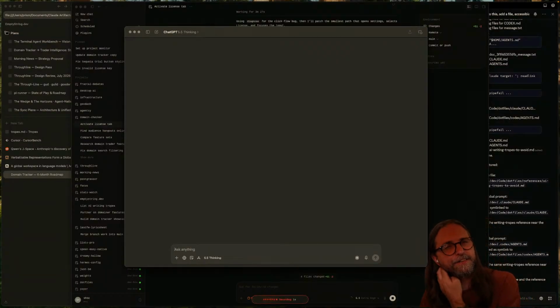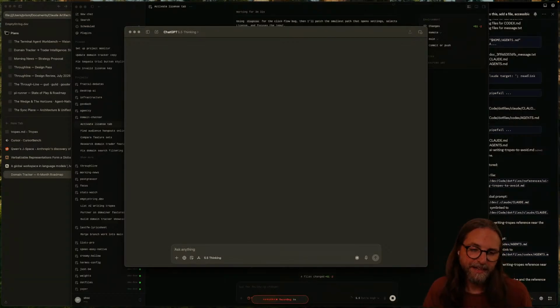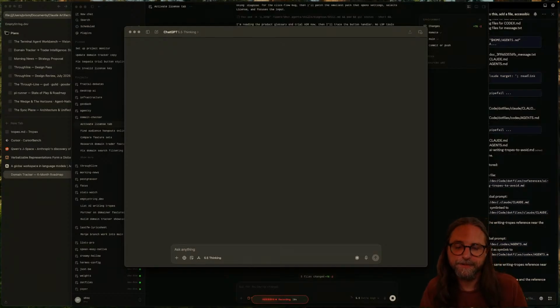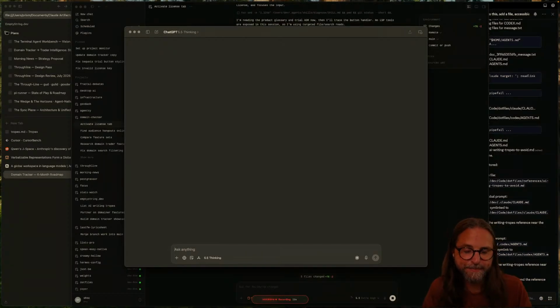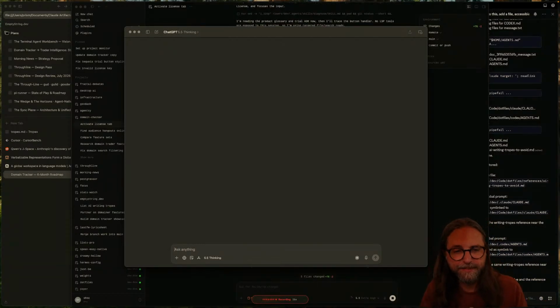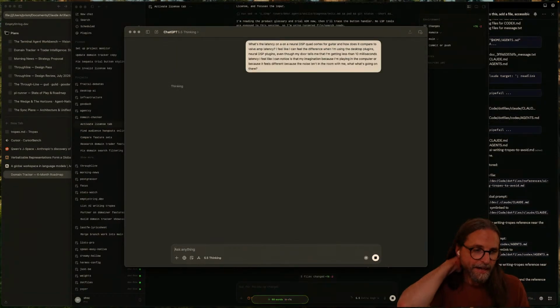What's the latency on a Neural DSP Quad Cortex for guitar, and how does it compare to valve amp latency? I feel like I can feel the difference when I'm using the desktop Neural DSP plugins, even though my DAW tells me that I'm getting less than 10 milliseconds latency. I feel like I can notice. Is that my imagination because I'm playing in the computer, or because it feels different because the noise isn't in the room with me? What's going on there? Every fucking thing, I just give it to AI now. What have we become?